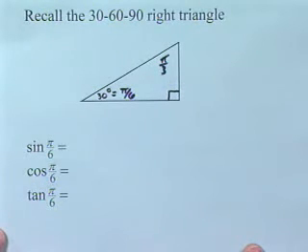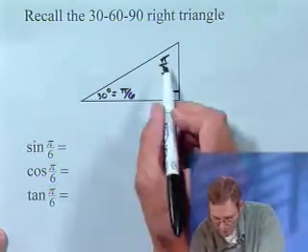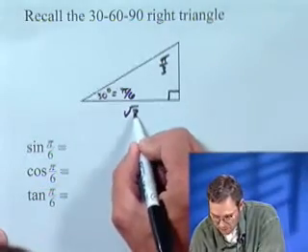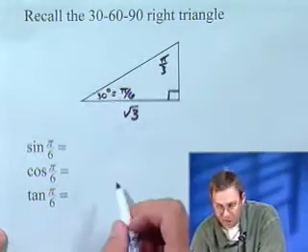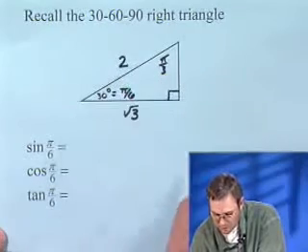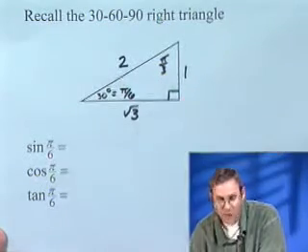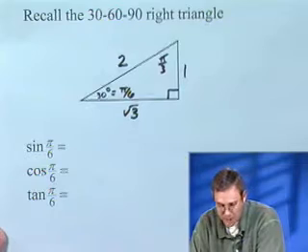Remember what the triangle looked like. It was a 1, 2, square root of 3 right triangle, where the square root of 3 was always opposite the pi over 3, the hypotenuse was 2, and the opposite was 1. So it's just a triangle that we have to memorize.